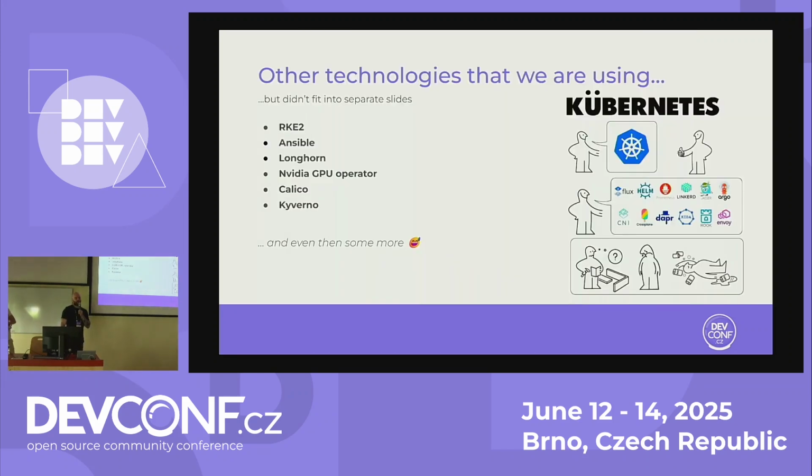We are also using many other technologies that I didn't mention. I will try to go through some of them. So as a Kubernetes distribution, we are using RKE2, which is a simple one binary setup, where if you want to install or upgrade the Kubernetes, you just replace the binary. We are using Ansible to distribute it.